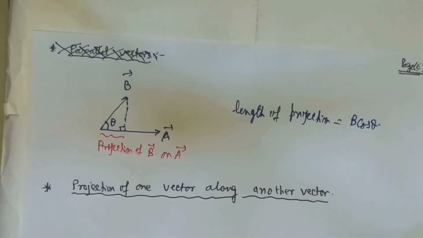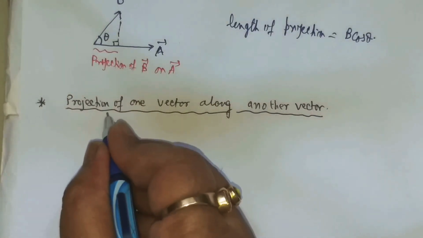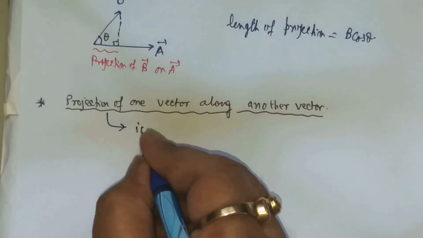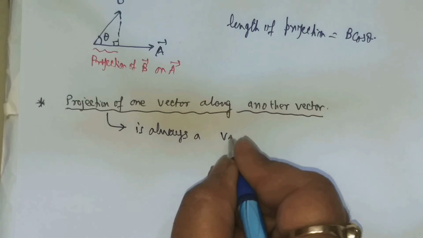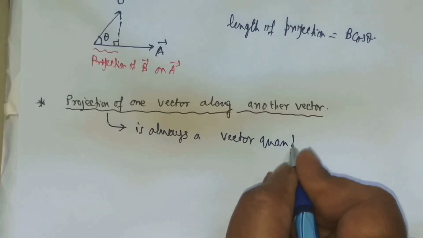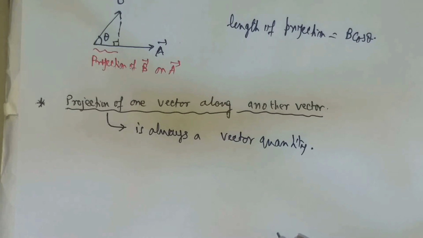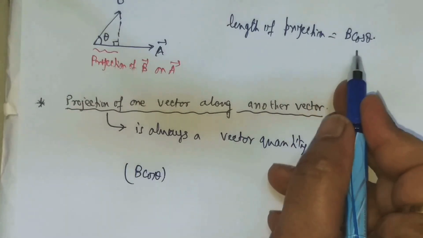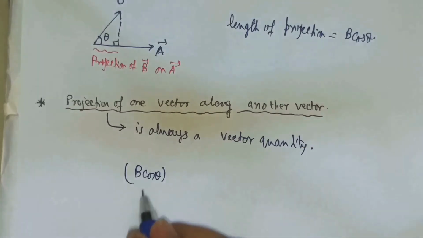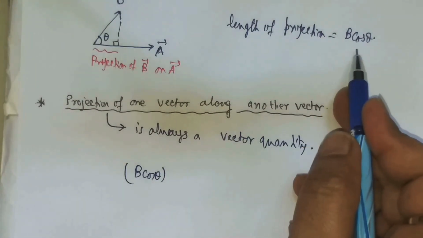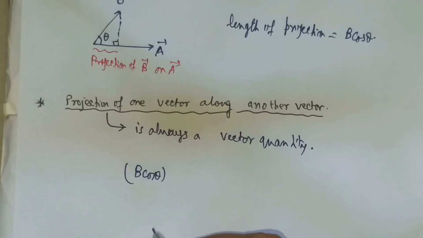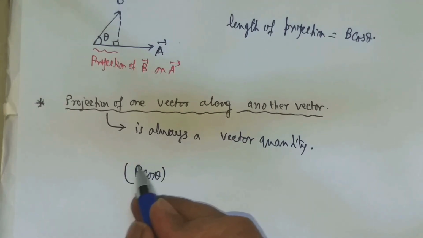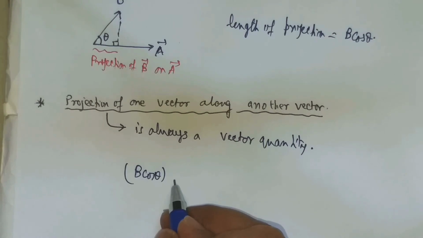But B cos theta in which direction? It is in the direction of A. Now let's check. Projection of one vector along another vector is always a vector quantity. It is not a scalar quantity. Now how to show that? B cos theta is the magnitude. If B cos theta is in the x direction, I would have written B cos theta i. If it is in the y direction, B cos theta unit vector j. If it is in the z direction, I would have put this much k.